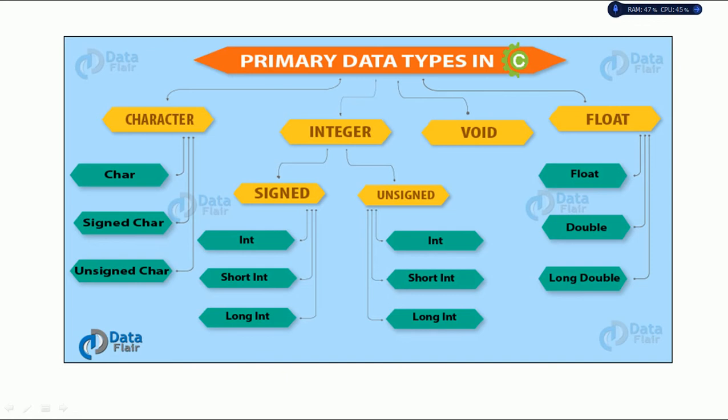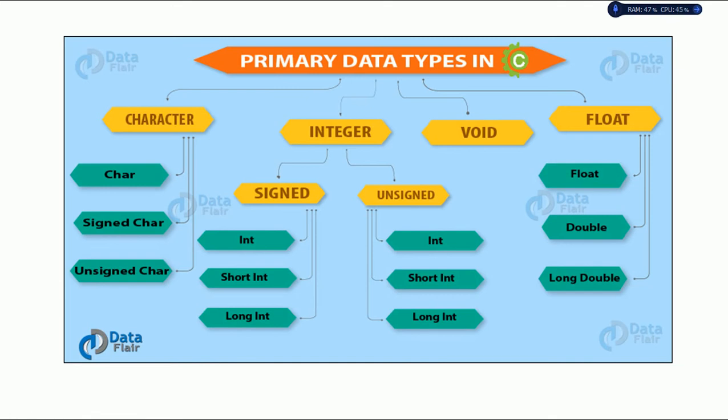Now coming to integer, we have a combination of signed and unsigned. You can say signed integer, signed short integer, signed long integer. See, you can take the combinations. That's what is written here: signed int, signed short int, signed long int. I already said the differentiation: integer will occupy 4 bytes, short int will occupy 2 bytes and long integer will occupy 8 bytes.